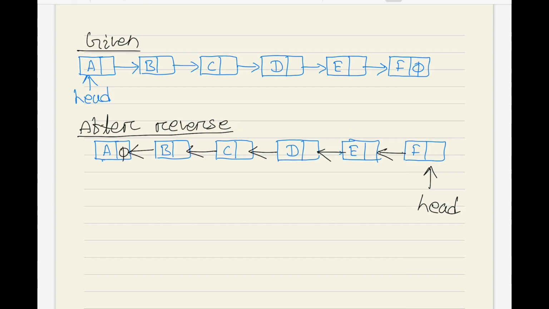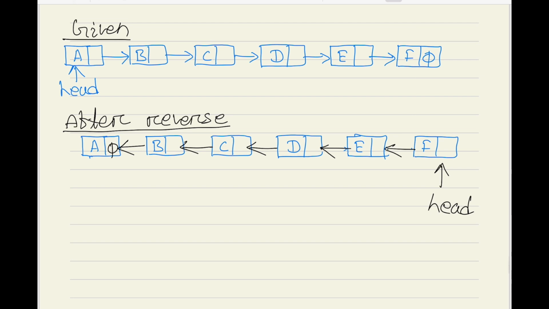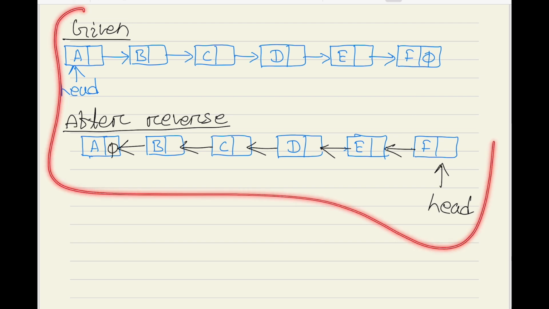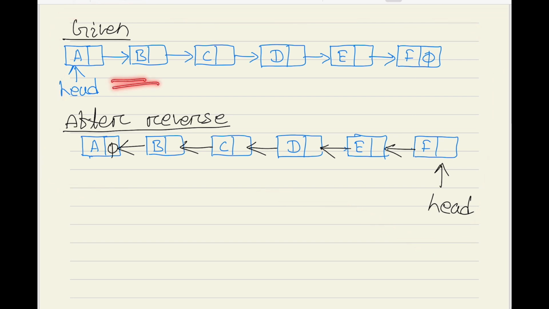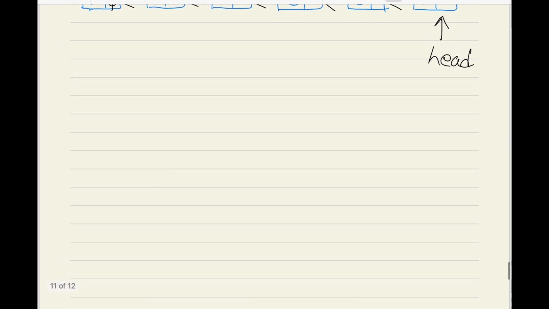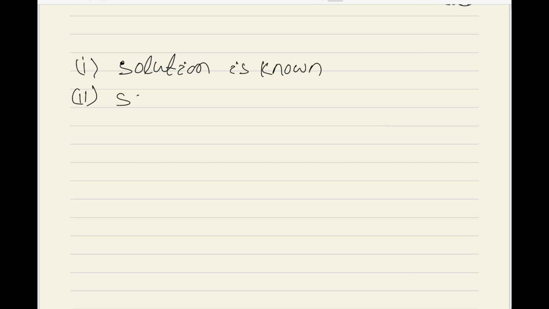Now we are going to discuss how to find the reverse of a linked list using recursive approach, or using recursion. So we know that in recursion generally we divide the original problem into two parts. One is the solution is known, and in another part the solution is not known.